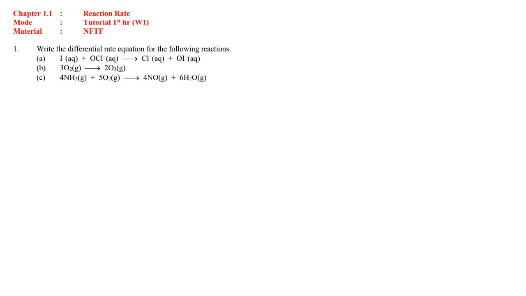The first question is write the differential rate equation for the following reactions. So firstly, you must understand what is differential rate equation. Differential rate equation shows the relationship between the rate of disappearance of reactants and rate of formation of products. So in order to write the differential rate equation for, let's say, question 1a, you have to refer to the stoichiometrical coefficients written in the balanced chemical equation. So you must start with rate.